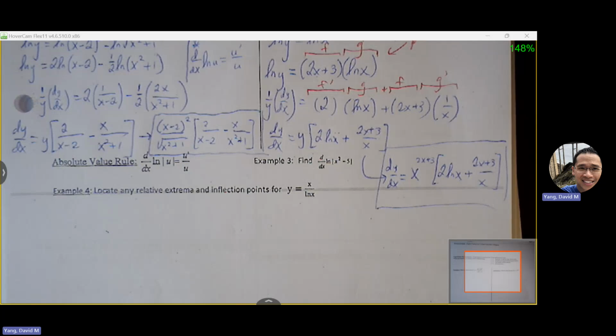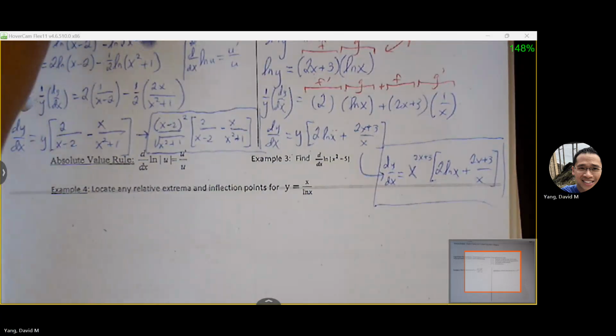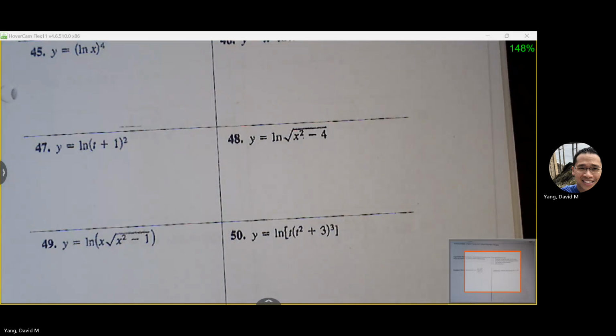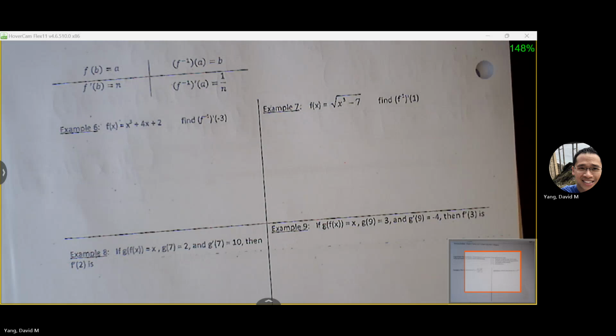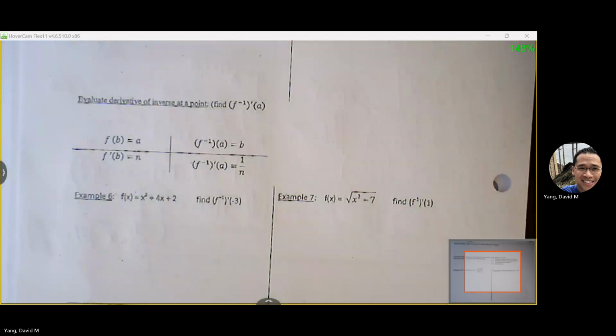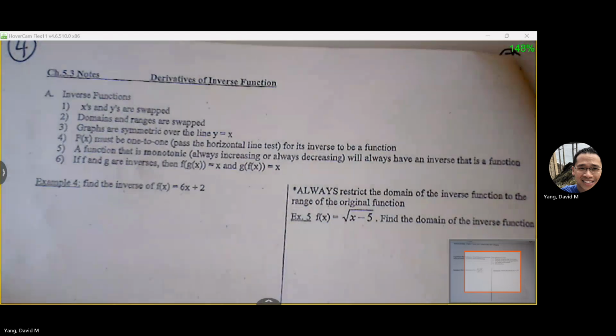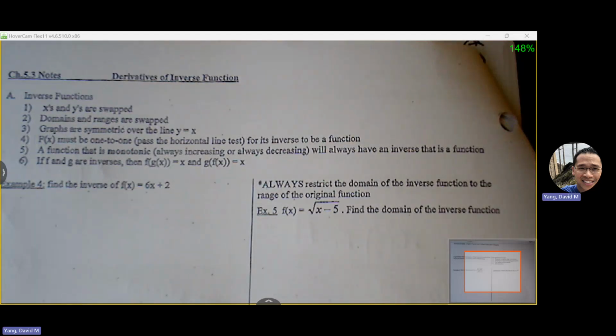Okay, we'll just skip the bottom curve sketching, and we're going to go to derivative of inverse at a point. Let's go to page 4. All right, let's just review a little bit with inverse functions.